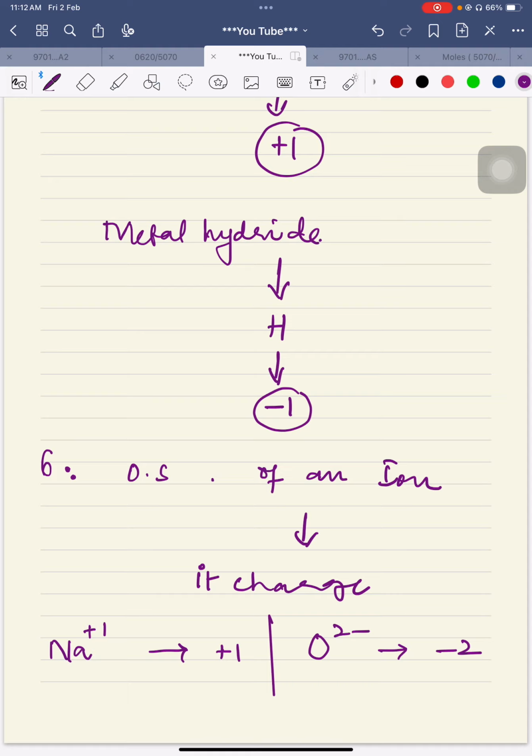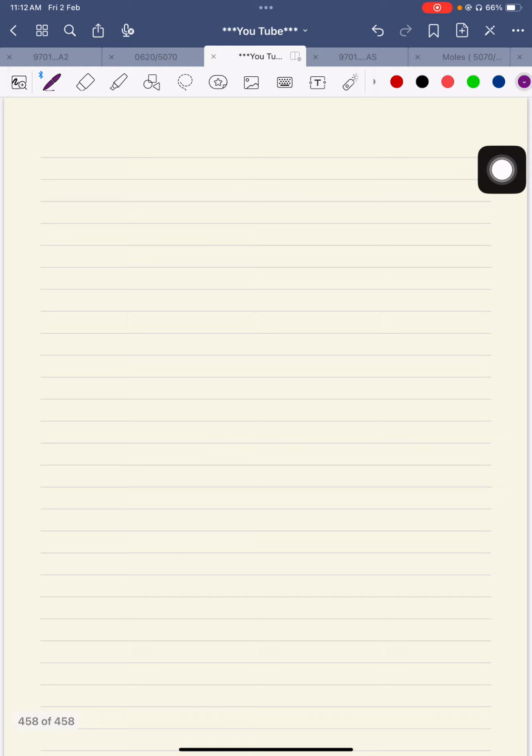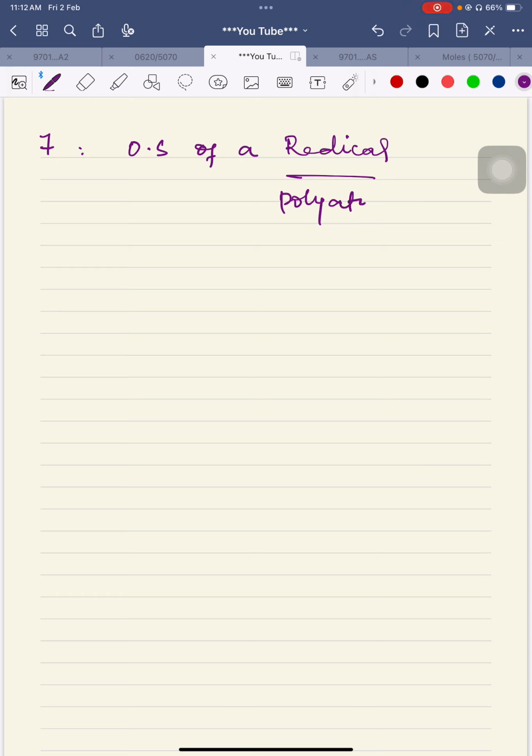Okay, now I am on the next page and I am talking about number 7, the oxidation state of a radical. What was a radical? A radical is also called a polyatomic ion. What about the oxidation state of a radical or a polyatomic ion? It is equal to its charge.